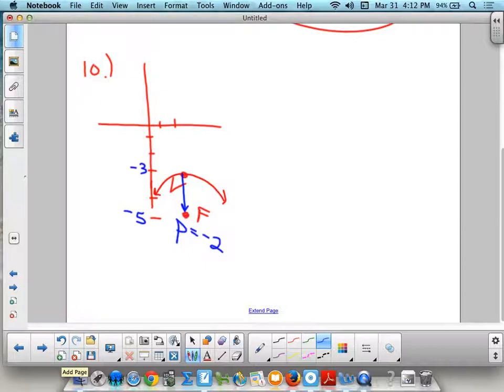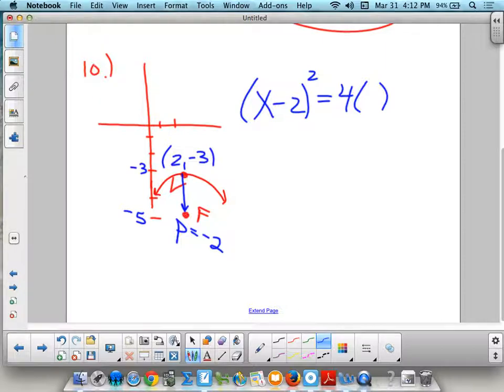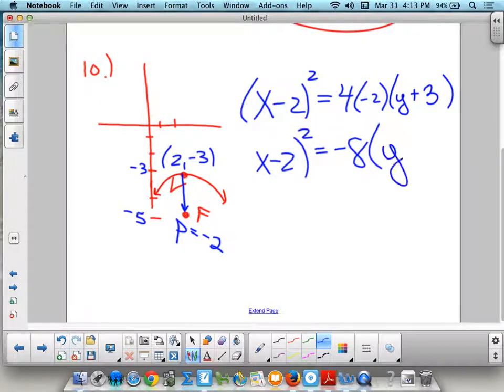Once I know that, I just plug it into the x squared one. Remember the vertex is (2, negative 3), so (x minus 2) squared equals 4 times p, and p is negative 2. Then you say y minus negative 3, which would make positive 3. Final answer: (x minus 2) squared equals 4 times negative 2 times (y plus 3). There it is. Number 10 is done.